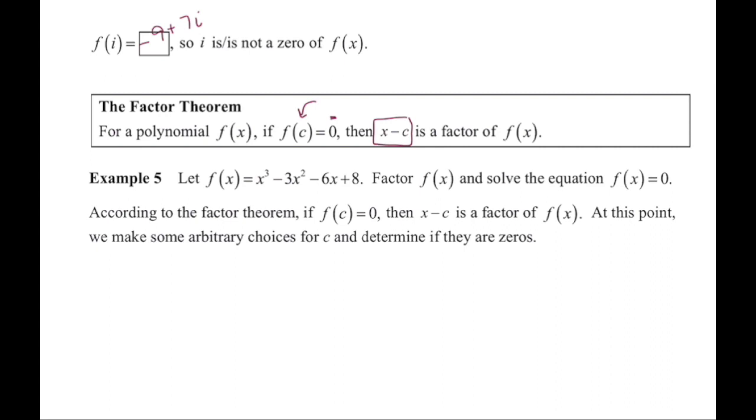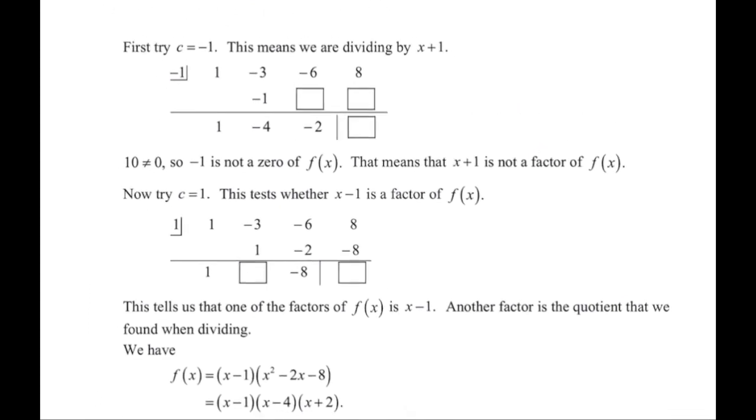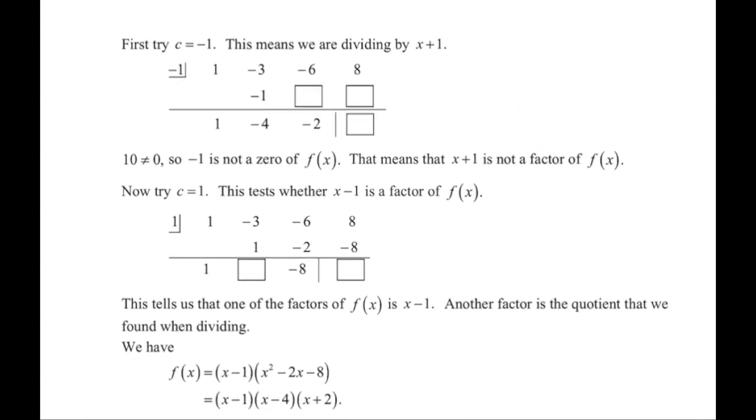At this point, all we have are the skills to make some arbitrary choices. We're just going to try some possibilities to determine if they actually are. In upcoming lessons, we'll have a better idea of what we can choose and narrow our choices down. But for now, all we have to go on is to just make guesses until we get there. So let's first try -1. If we find out that -1 is a factor, then we know that x plus 1 will be the factor itself.